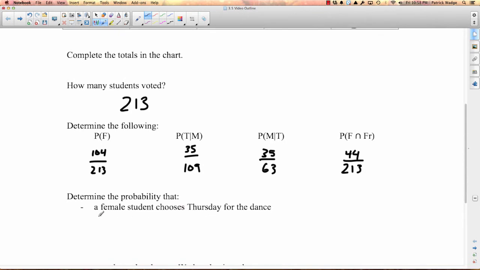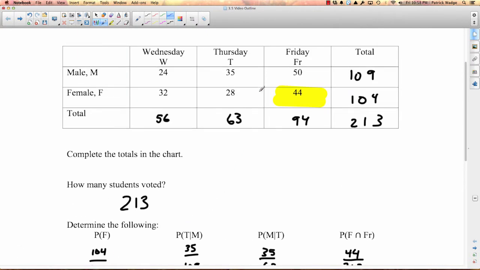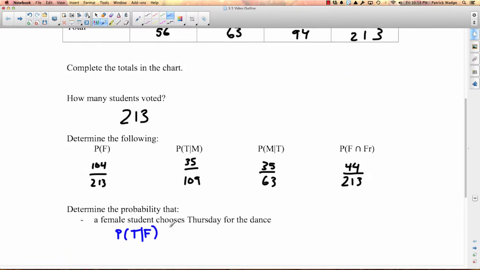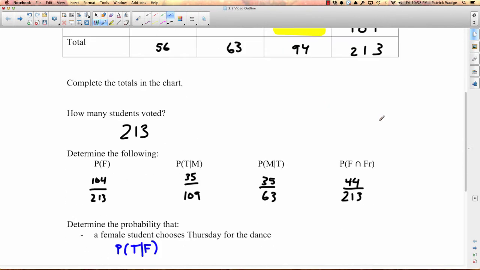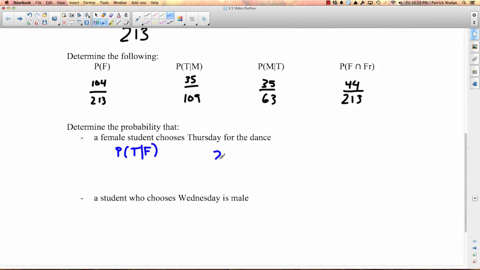Determine the probability that a female student chooses Thursday for the dance. So this is another conditional probability. This is kind of like what we did here, except this time it would be female. Given that it's a female, what's the probability that they pick Thursday? So we're only looking in the female row. We're looking at this row, and we want to know what the probability is they chose Thursday. Well, 28 females chose Thursday. How many total females are there? 104. So it's 28 out of 104.